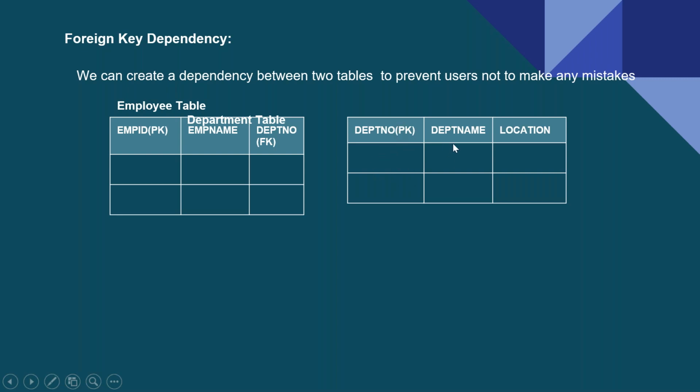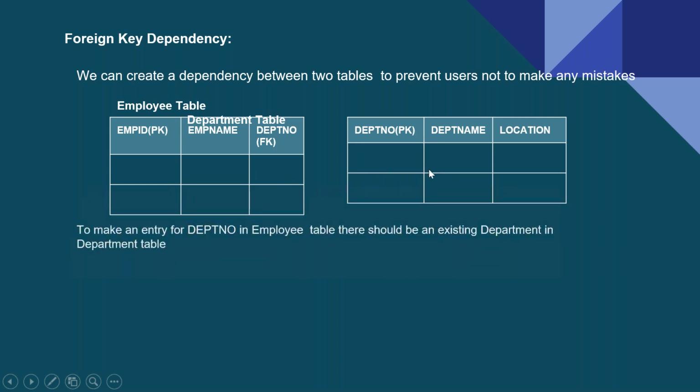Here the department table will be the parent table and the employee table will be the child table. Why do I call it the child table? For a specific department there can be multiple people working, so the number of employees can be more than one, or just one employee. That's why I call the department table the parent table. To make an entry for department number in the employee table, there should be an existing department in the department table, which is a very simple example.